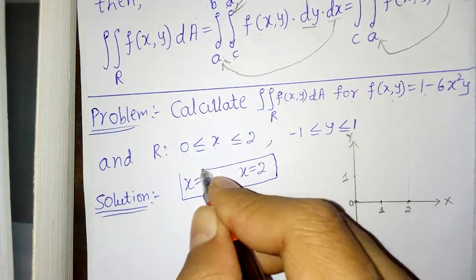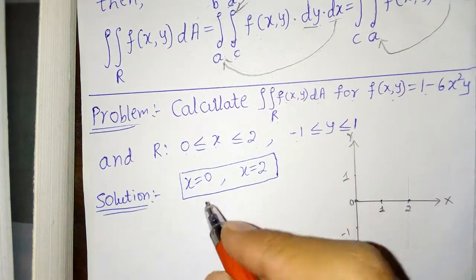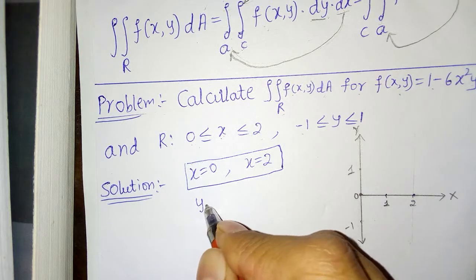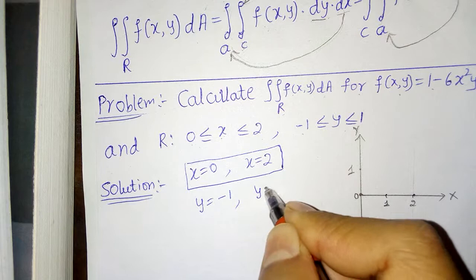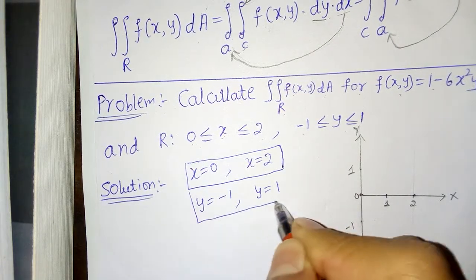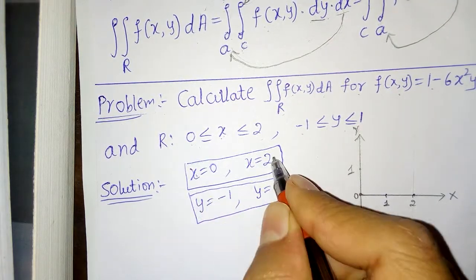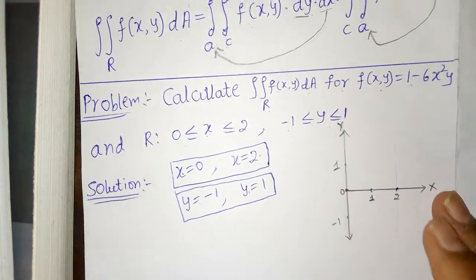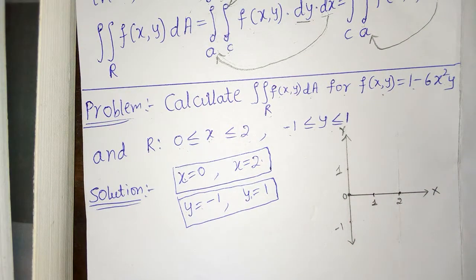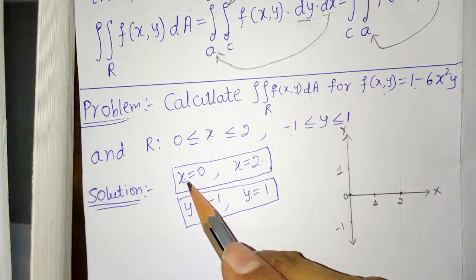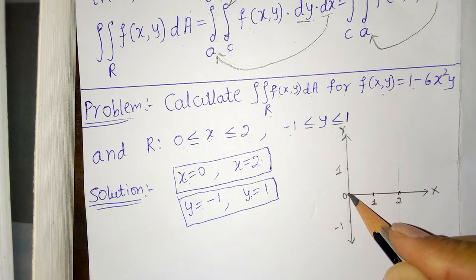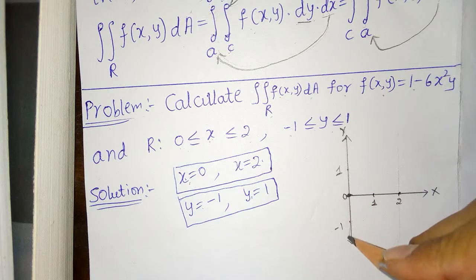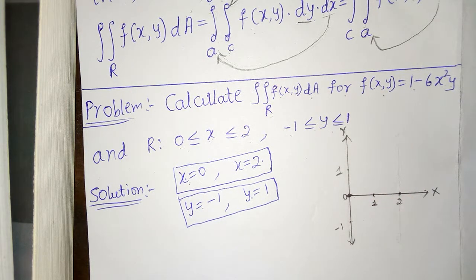Similarly, from the y limits we can take y is equal to minus 1 and y is equal to plus 1. Now using these four equations we can sketch a figure. What is the first one? x is equal to 0. If x is equal to 0, this line represents x is equal to 0.